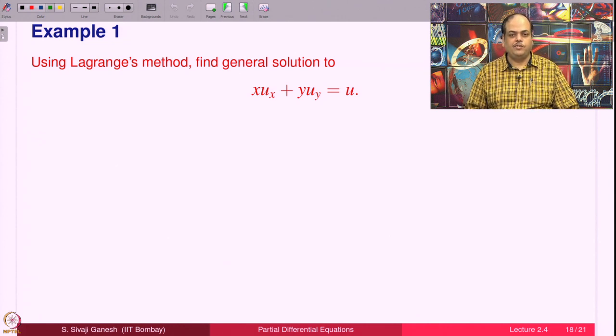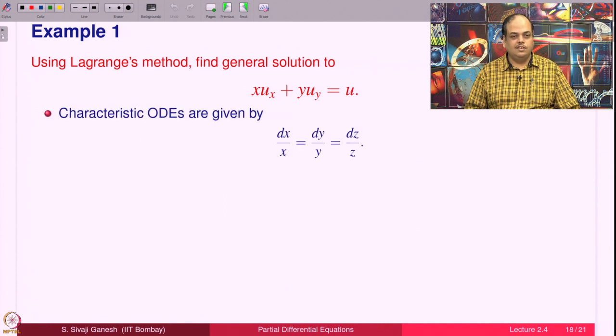Actually, this is a linear equation. The characteristic ODEs are given by this, which is another way of writing dx/dt equal to x, dy/dt equal to y, dz/dt equal to z. Or, since t is not present, this is another way of writing dy/dx equal to y/x, dz/dx equal to z/x.